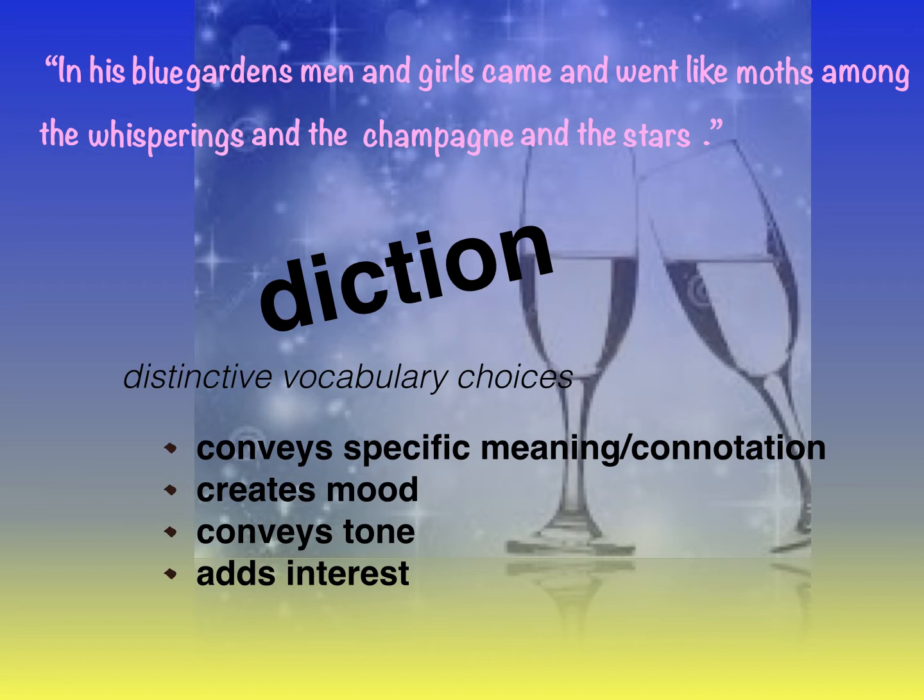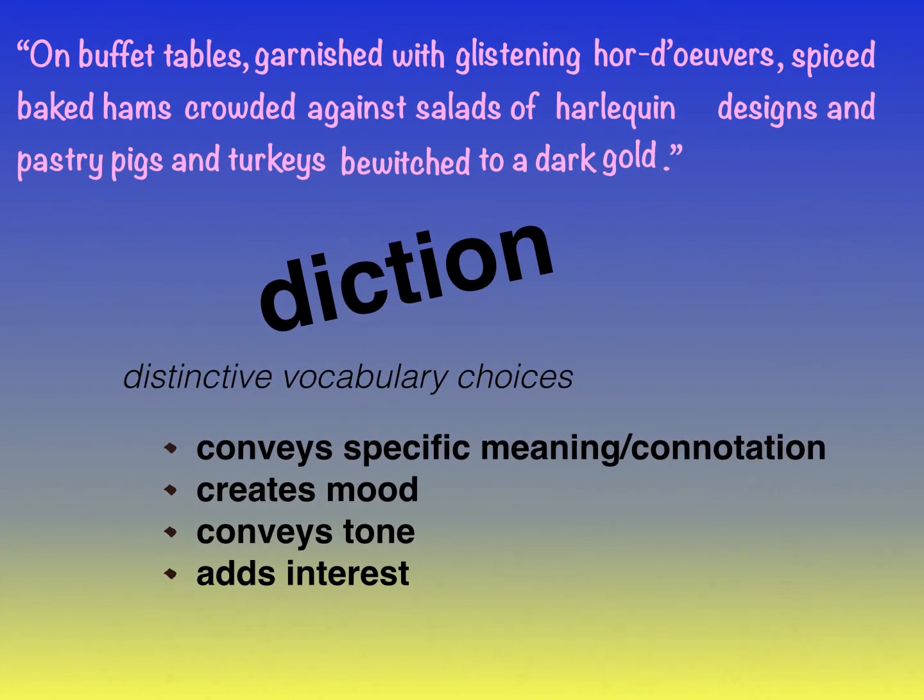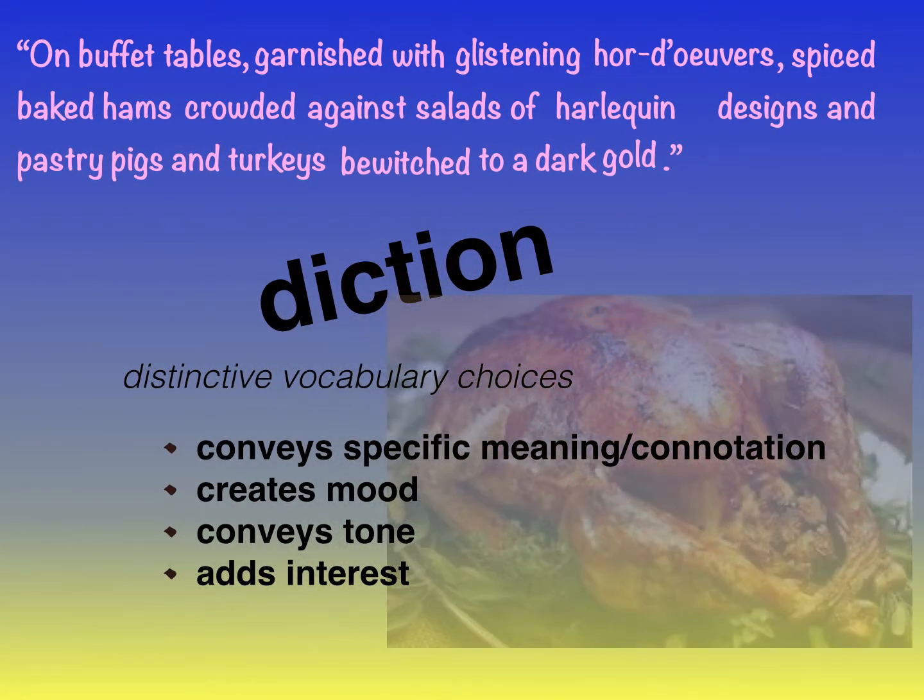Second, it may allude to the people as the stars themselves. This is a party for the rich and famous to rub elbows. Anybody who's somebody is there, and the majority of the guests maintain this haughty, supercilious attitude of superiority and importance. Now let's take a look at another example of diction. In describing the tables of food at Gatsby's party, Fitzgerald writes, on buffet tables garnished with glistening hors d'oeuvres, spiced baked hams crowded against salads of harlequin designs and pastry pigs and turkeys bewitched to a dark gold.